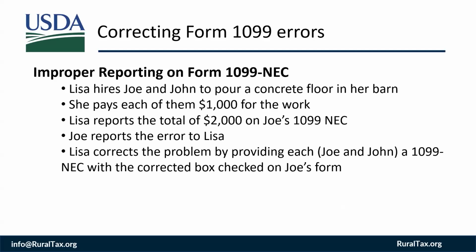Joe reports the error to Lisa. Lisa then corrects the problem by providing both Joe and John a 1099 NEC, with the corrected box checked on Joe's form. Since you have control of this one, not somebody else, it's very simple to fix, and it needs to be fixed by you, the payor.